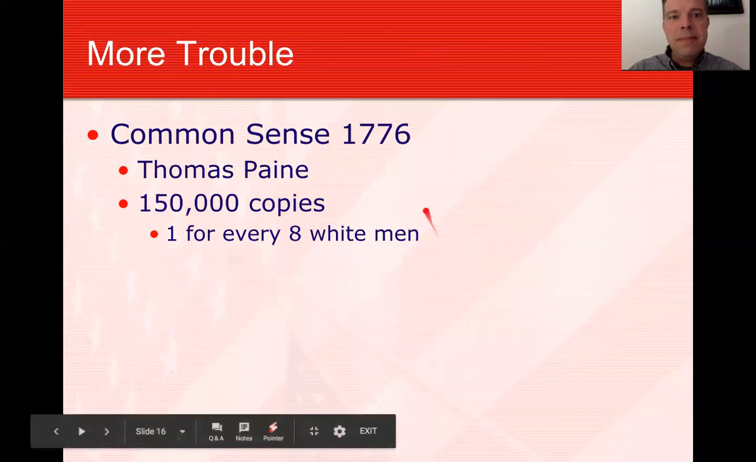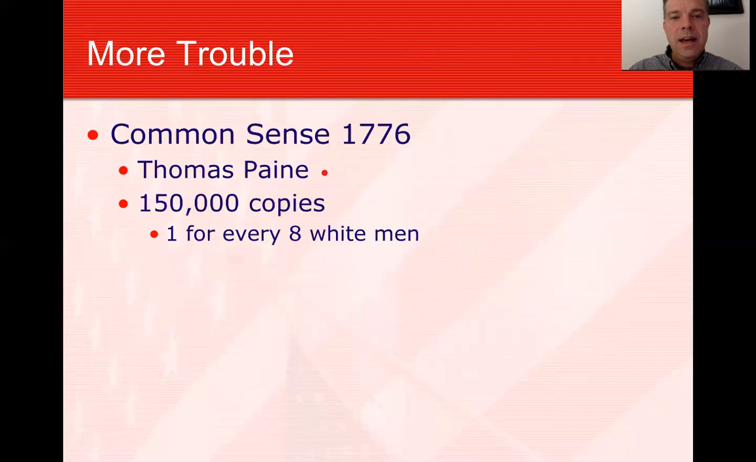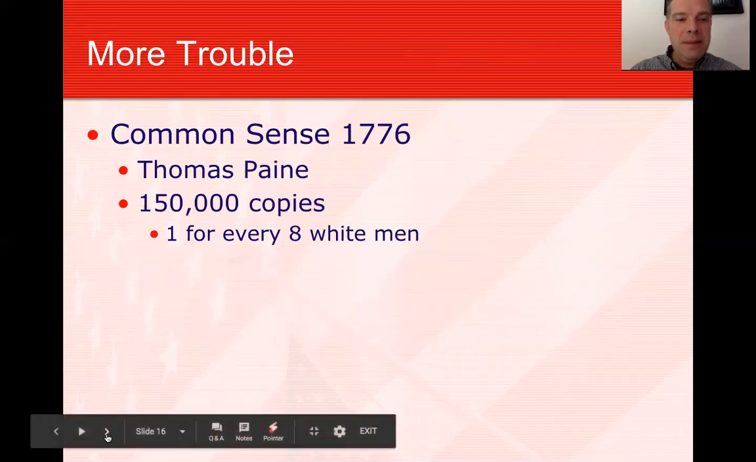In the meantime, a man named Thomas Paine wrote this little pamphlet called Common Sense, and it outlined why the colonists should be independent. It got a lot of press. You can see 150,000 copies were printed. That's a lot in 1776, and they figured out that one out of every 8 white men in the colonies read this pamphlet saying that we needed to be independent.